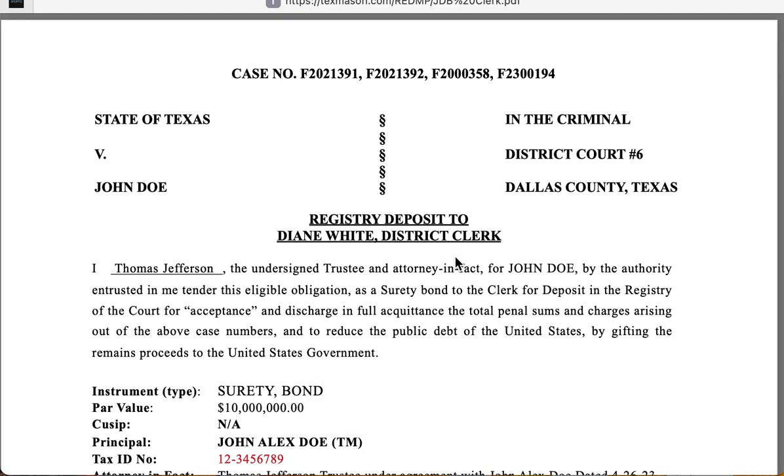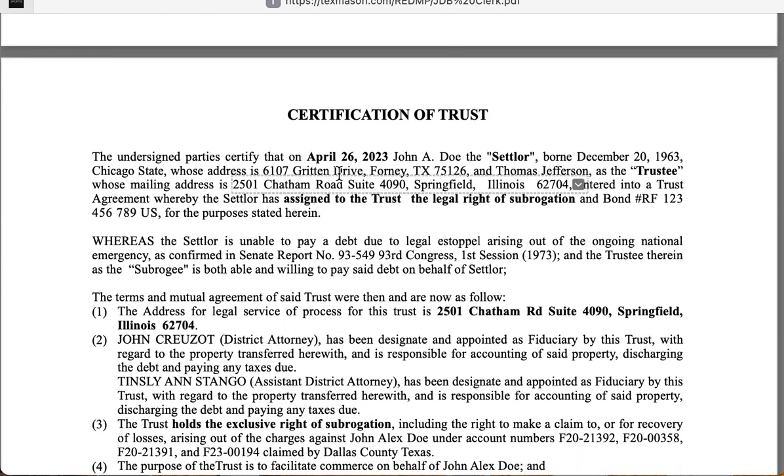Okay. So there are many documents here. Let's go down to the certification of trust. But here's the certification of trust, right? The undersigned party certifies that on April 26, 2023, John A. Doe, the settlor, is the person that's going to be charged with the crime, born December 20th, 1963, whose address is whatever, and Thomas Jefferson as trustee, whose mailing address is whatever, entered into a trust agreement whereby the settlor has assigned to the trust the legal right of subrogation and surety bond number whatever for the purposes stated herein.